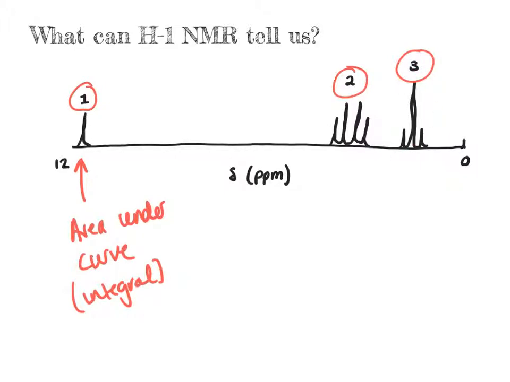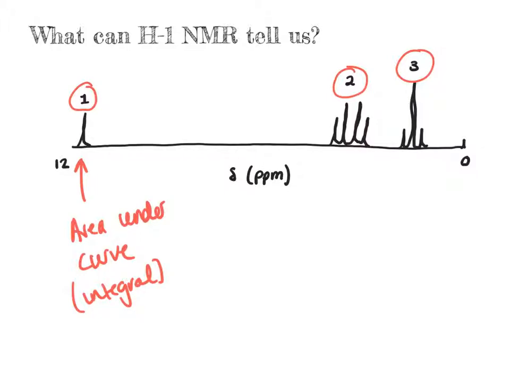So a lot of the time, when you see something worth 3 hydrogens, that could be a CH3 group. If it's worth 2 hydrogens, could be a CH2 group, could represent 2 hydrogens in the exact same environment, just in an alkyl chain. So the area under the curve or the integral is really, really useful.